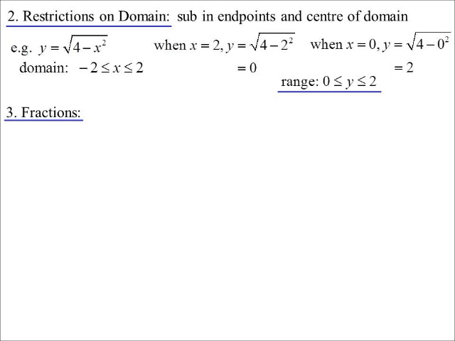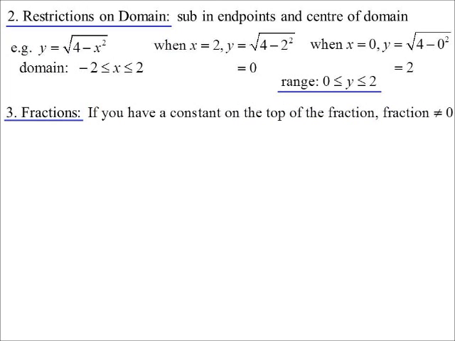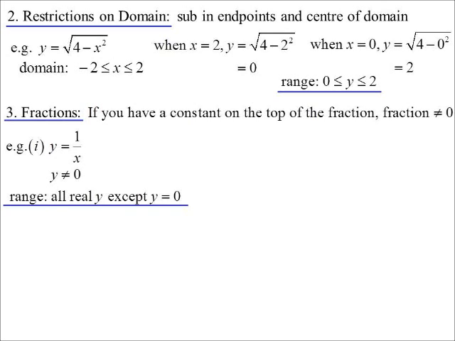Fractions. When you have a constant on the top of a fraction, that fraction can never equal 0. You cannot divide a number by something and get nothing. Can't do it. Impossible. So again, back to our, don't know what it is, hyperbola. y can't equal 0 because that fraction can never equal 0. So therefore my range is all real y except y equals 0.